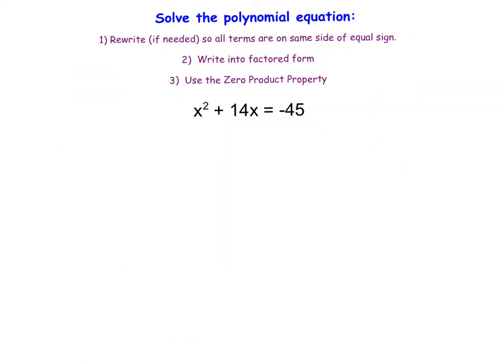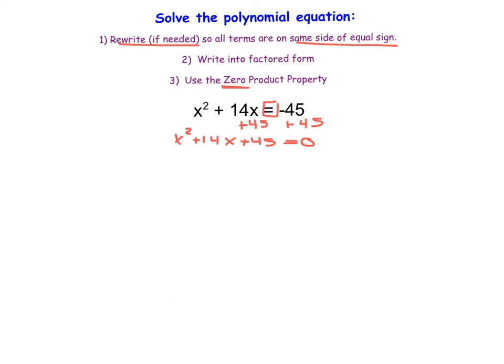So let's try a second example here. What I notice as I look at this example is that my equal sign is in the middle of everything, and unfortunately, I don't have the 0 part to even start thinking about the zero product property. So what I need to do first is rewrite this equation so that all terms are on the same side of the equal sign. I'm going to move this 45 to the other side by adding 45 to each side. So now I have x squared plus 14x plus 45 is equal to 0. And now I have this 0 part of the zero product property.